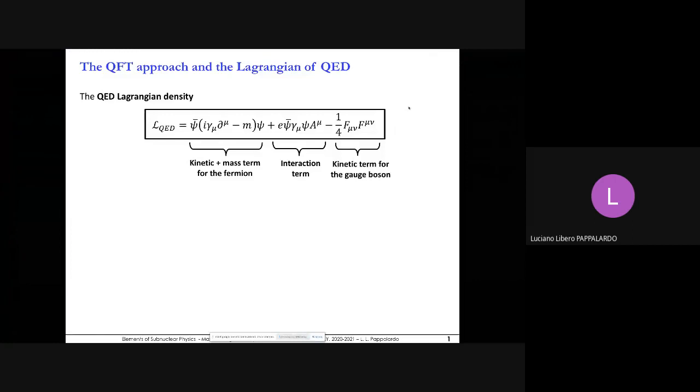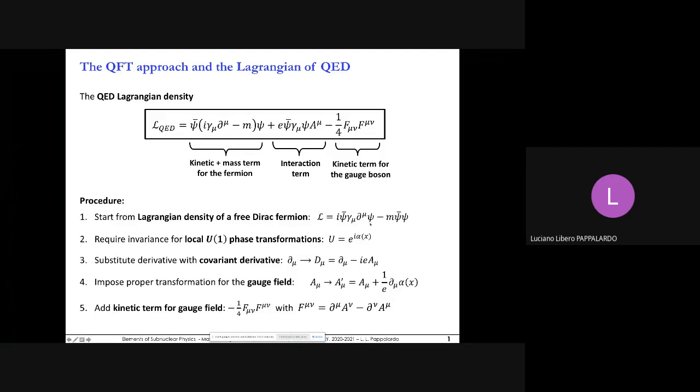Now, how did we recover or derive this Lagrangian? So let me summarize the main steps. We started from the Lagrangian density for a free Dirac fermion, here. Then we required for this Lagrangian density to be symmetric under local U(1) phase transformation of this type, where local means that the parameter of the transformation depends explicitly on the space-time coordinates. Then we find out that under this transformation the Lagrangian is not symmetric, so we need to make a trick. We need essentially to substitute our standard derivative with the covariant derivative, which now includes a new object, which is indeed our gauge boson, which must be transformed in the proper way in order to recover the symmetry of the Lagrangian density under this local transformation.